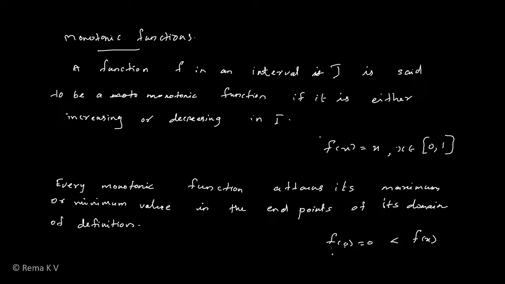Similarly, if we consider f of 1, which is equal to 1, which is greater than all other f of x. Therefore, 1 is the maximum value of the function which is attained at the point x is equal to 1. So this 1 is called the point of maximum value, and this 1 is called the maximum value of the function. So every monotonic function attains its maximum or minimum value in the end points of the domain of definition.